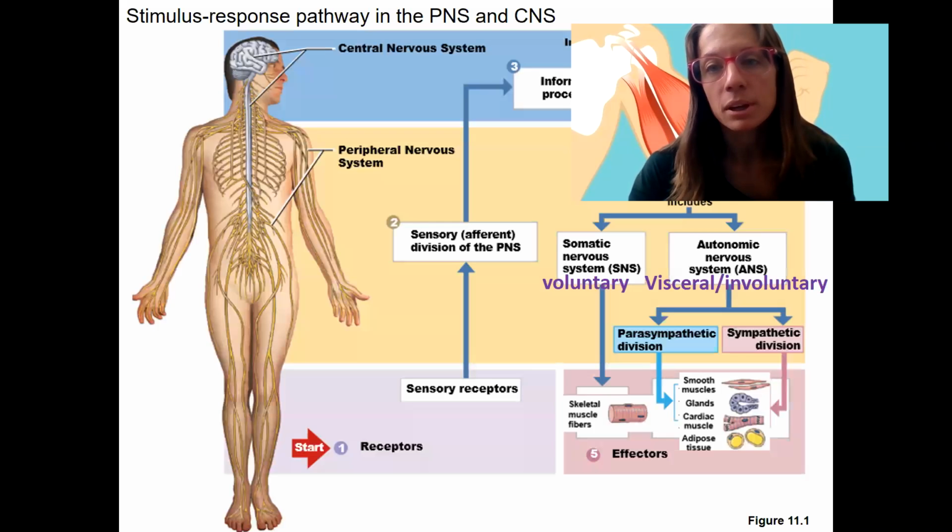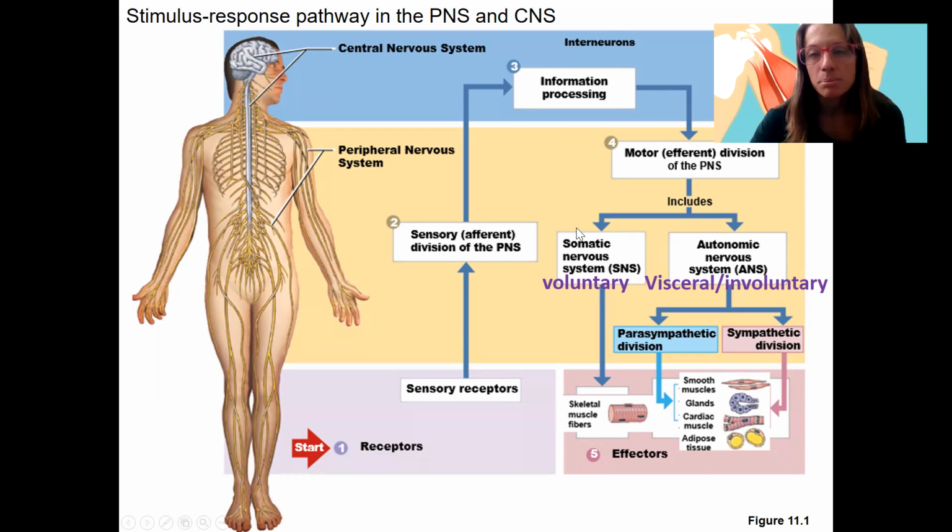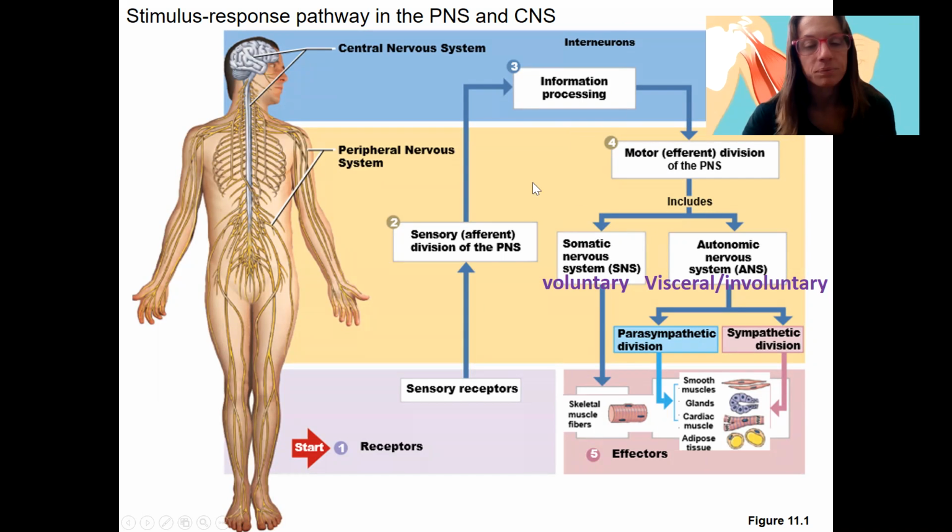I want to go back to this diagram here, which shows the stimulus response pathway in the peripheral nervous system and central nervous system. So you remember we've talked about this before. We've got a sensor or receptor that detects some stimulus, and we are going to carry that information via the sensory or afferent division of the peripheral nervous system to the central nervous system. This could either be the brain or the spinal cord, and there may be interneurons that talk to each other, synapse, to relay the information.